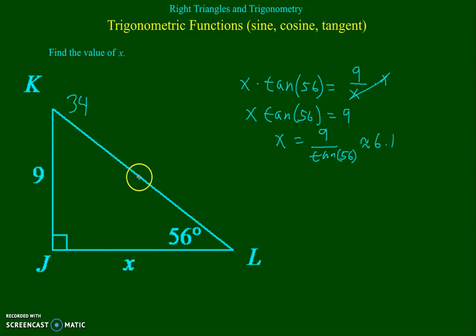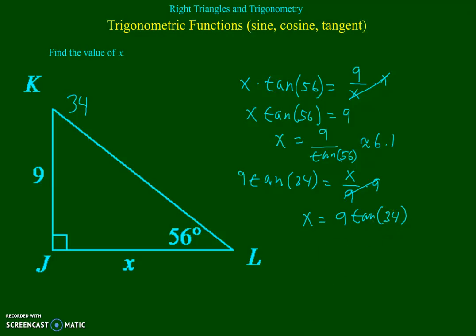SOH, no, doesn't work, don't have the hypotenuse. CAH, no. TOA. Tangent again. So tangent of 34 equals TOA. In this case now, we have the x on top, opposite over adjacent. Now we're just going to multiply by the 9. So multiply by 9, multiply by 9. So x equals 9 times the tangent of 34 degrees.